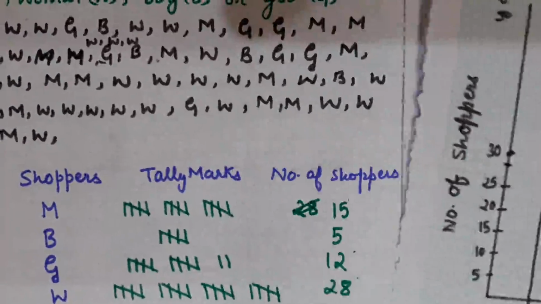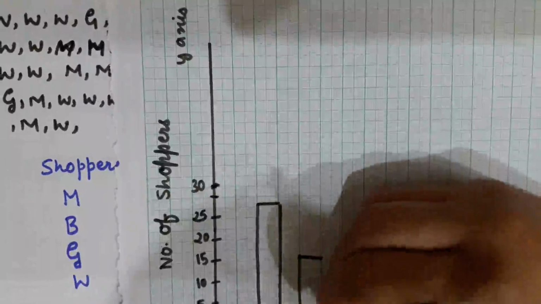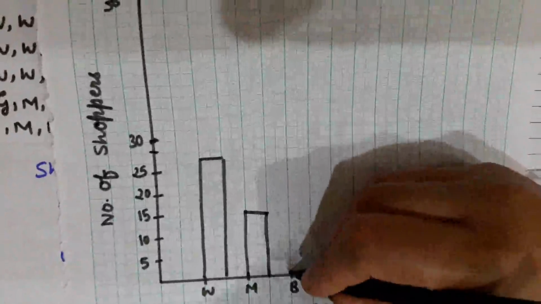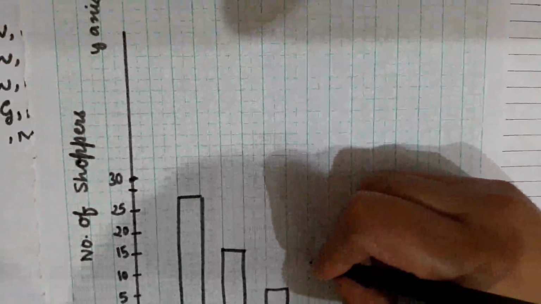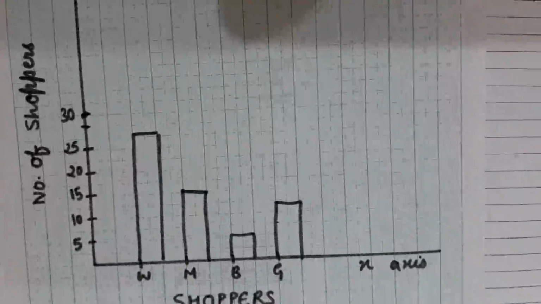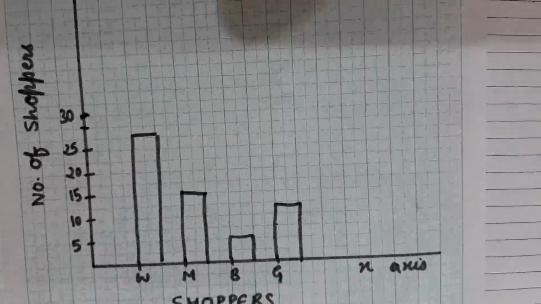Now how many times are men coming? 15 times they are coming. So represent 15. Boys are coming 5 times, so represent 5. How many times are girls coming? Girls are coming 12 times. So represent till here, it is 10, 11, 12. This will be your 12. In this way you can represent the data for women, men, boys and girls. So this will be your bar graph.